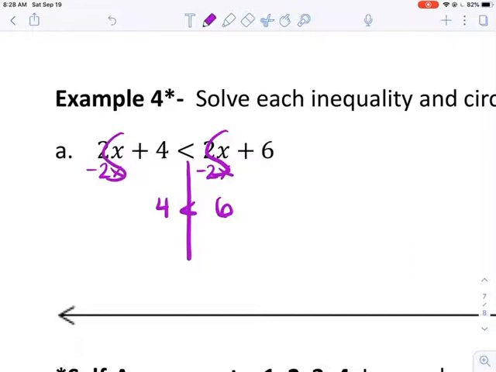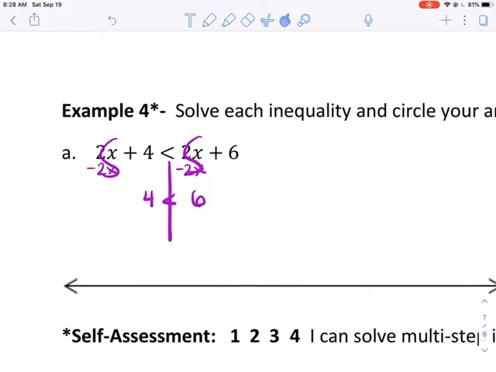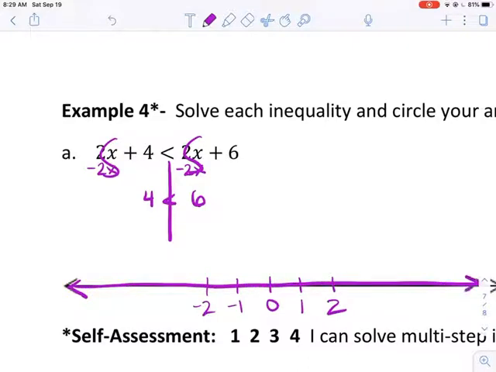This is a weird example because we canceled out our x's, and now we have 4 is less than 6. Let's think about this statement. When is 4 less than 6? Always. This will always work for every value of x because our x is canceled out. So when we graph it on the number line, I'd put in 0 and some other numbers here, and all numbers will work. So you're going to shade in or draw your line with your arrows for the entire number line. And normally we would say infinitely many solutions. You can say that for this as well.